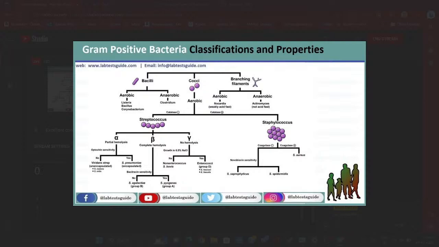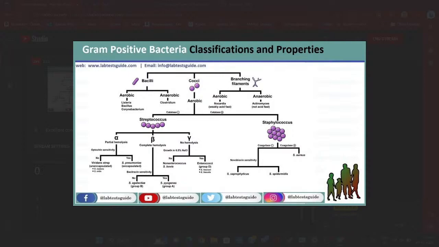And gram positive, this is a stain. The gram stain is basically a stain through which we can identify bacteria. The bacteria which take up the gram stain are called gram-positive bacteria, and those which don't are called gram-negative bacteria.